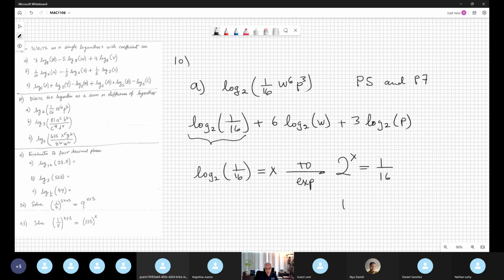But I know very well that 16 is 2 to the 4th power. And its reciprocal is 2 to the -4. Remember, reciprocal, this is important in this chapter. When you flip it, that is -4. Therefore, x is -4.